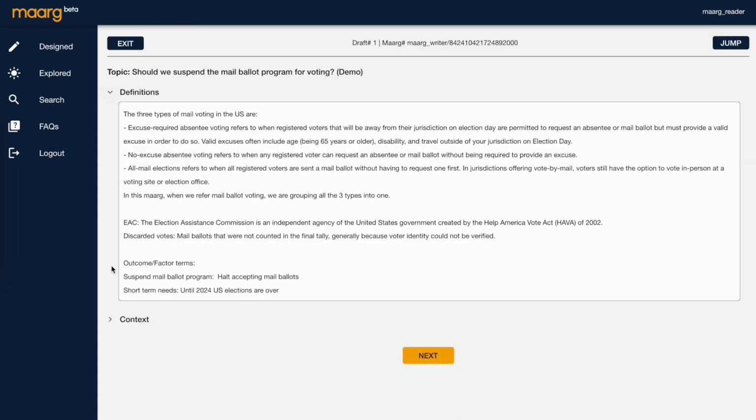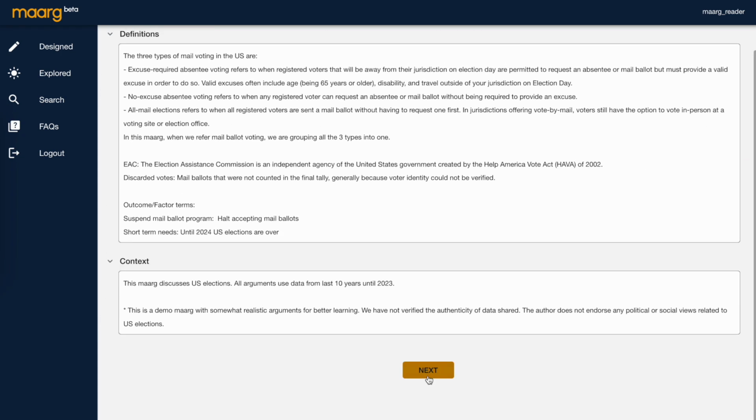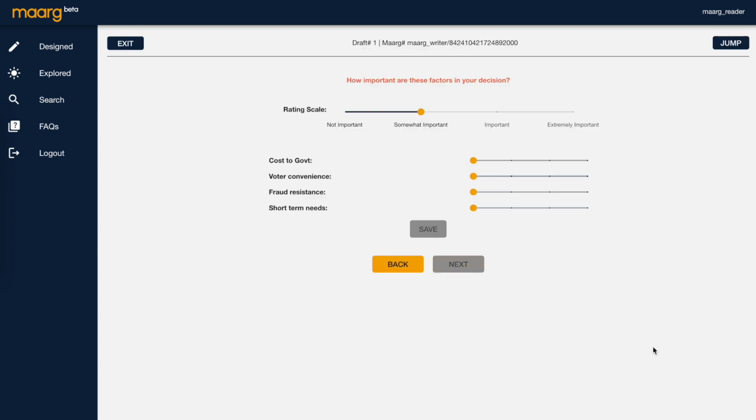We can revisit the definitions and the context. Jump to the next section. We can now start by rating the importance of each factor in our decision. Your response will not be shared with the writer or other readers, and you will not know the author's response either. This means your decision may be very different from the author's decision even if you agree with all the arguments presented by the author. So this is just an example, and I'll put some random values here.